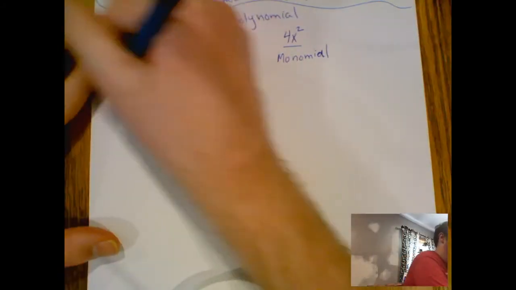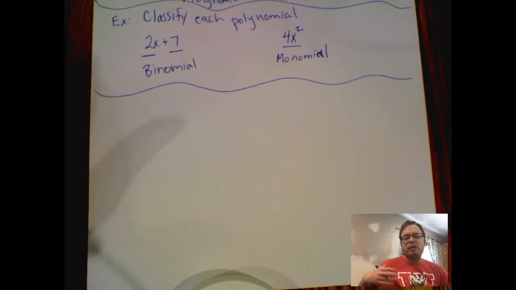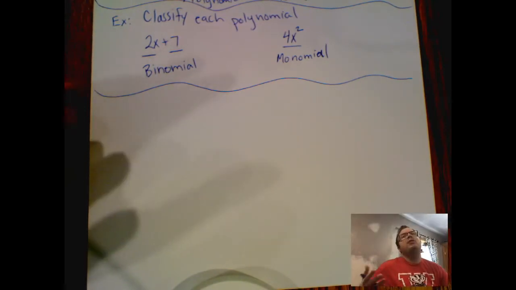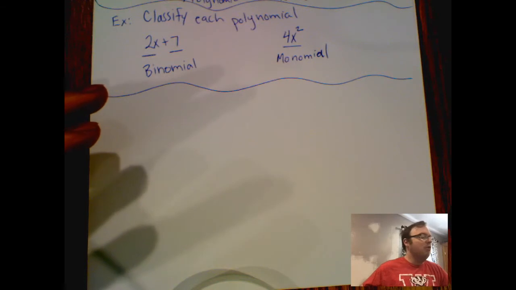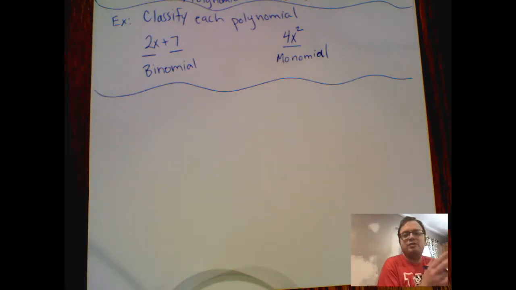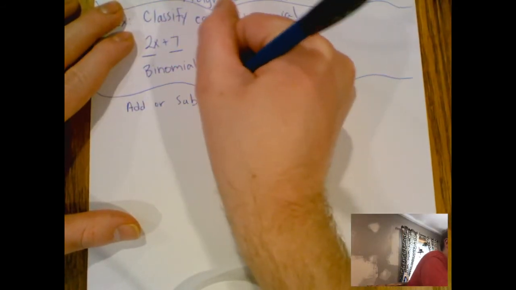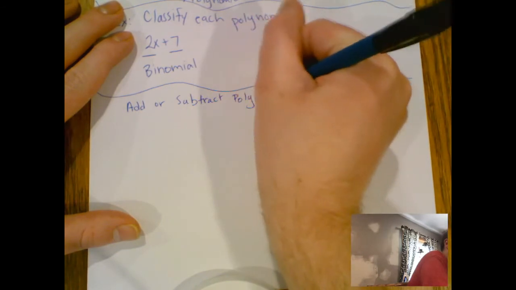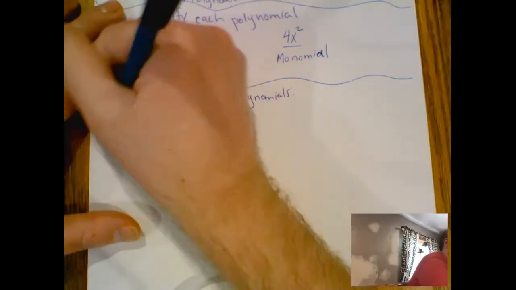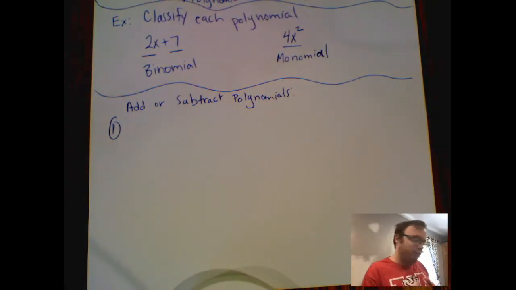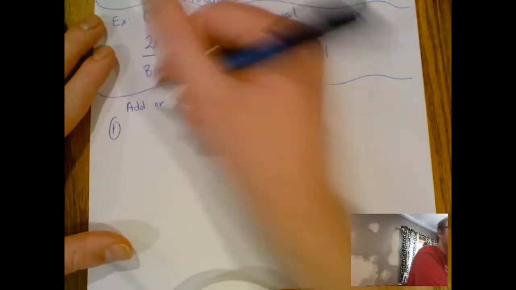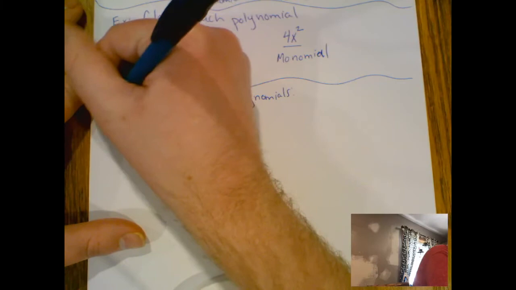So really what we have to talk about today is, now that we have a classification of a binomial, a trinomial, and a monomial, we can take these monomials, binomials, and trinomials and add them together. So it's add them and subtract them. So how we are going to add or subtract polynomials. I'm only going to do addition first, and then I'm going to move to subtraction next. So I'm going to say adding first.